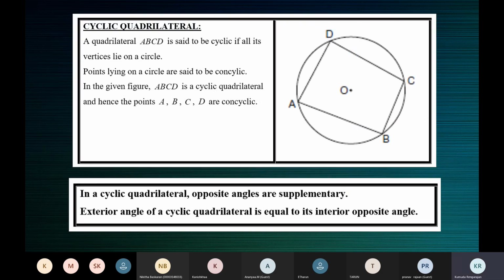I think cyclic quadrilateral we did not discuss. So from here we have to continue. If you have a quadrilateral, and if you can draw a circle passing through all the four vertices of the quadrilateral, then the quadrilateral is said to be a cyclic quadrilateral.